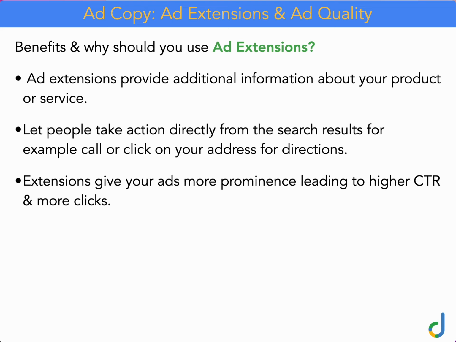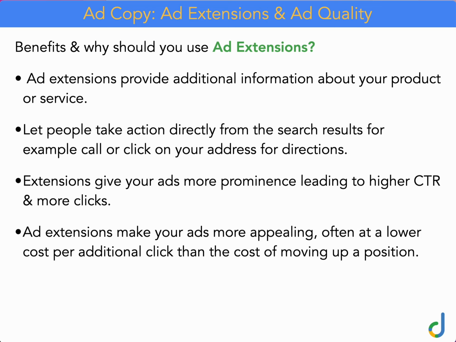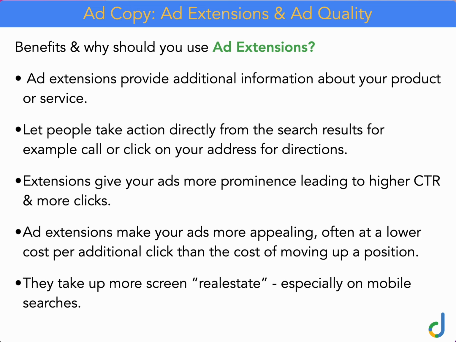But a really big reason is that extensions give your ads more prominence, leading to a higher click-through rate and more clicks. Remember as well, at the start of this course we talked about how your ads get an ad rank. By adding extensions, this does help increase your ad rank. Ad extensions also help to make your ad more appealing, often at a lower cost. And this is a big one: they actually take up more screen real estate. Especially on mobile searches, if you've got an ad which has site links and callout extensions and price extensions and all of these things, you can sometimes take over 50% of the screen real estate. So 50% of what the user is seeing at the top of the screen can be your ad. It is a really high benefit to add to your ad repertoire.